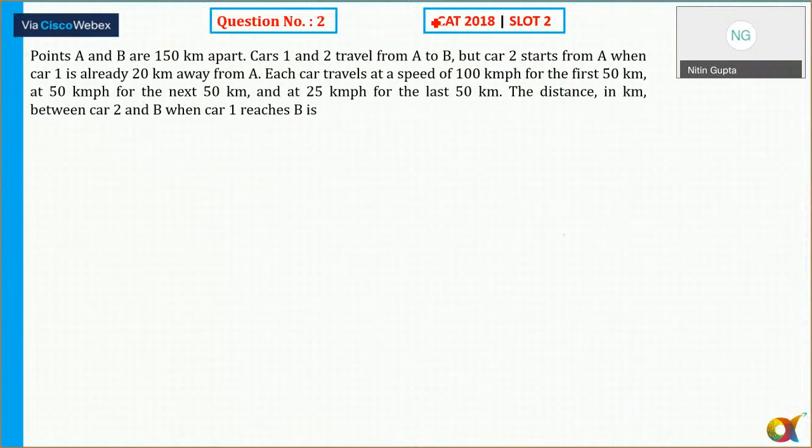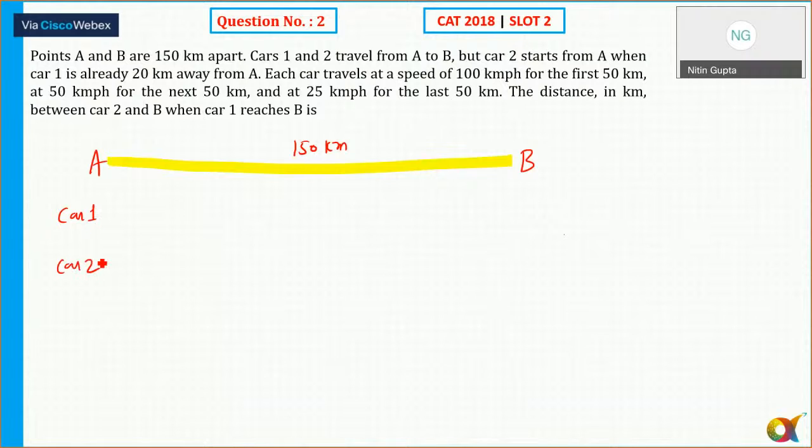So, an easy question. Question number 2 says points A and B are 150 kilometer apart. So the distance between the 2 points A and B is 150 kilometer. Car 1 and car 2 travel from A to B, and both start traveling from point A. But car 2 starts from A when car 1 is already 20 kilometer away from A. And we know that each car travels at a speed of 100.